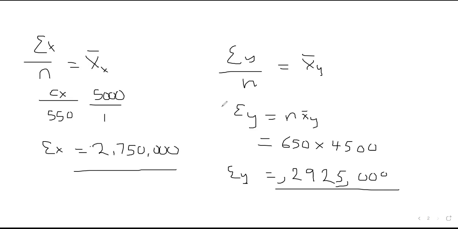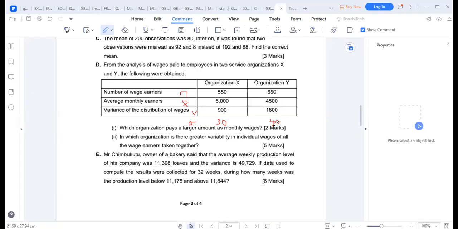So now we'll go to the next question. How many marks were we given for that? We're given 2 marks. And they're asking you which organization has a greater variability. So variability is basically the coefficient of variation. You can calculate the coefficient of variation by dividing the standard deviation by the mean.